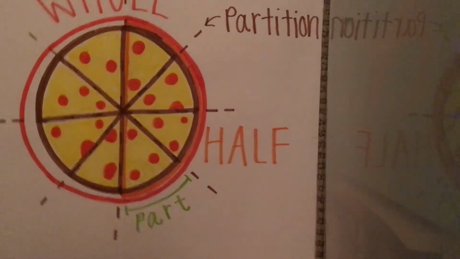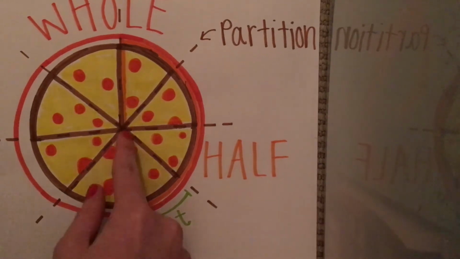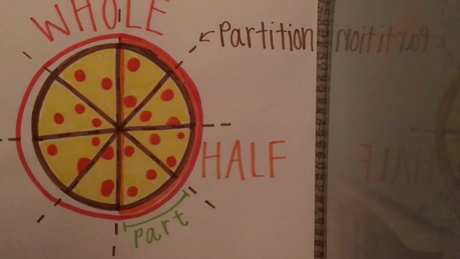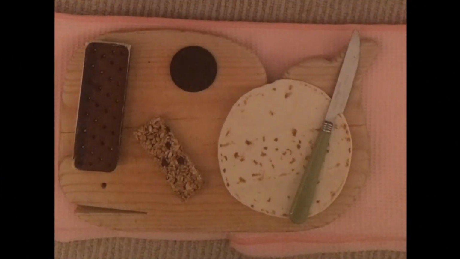Alright, and then our last vocabulary word we need to know is a part. For our pizza, a part would just be each of the pieces. They're each a part of the pizza. They're not the whole pizza, they're just a part. Alright, so now that we know our vocabulary words, we can jump into what we're learning about today.